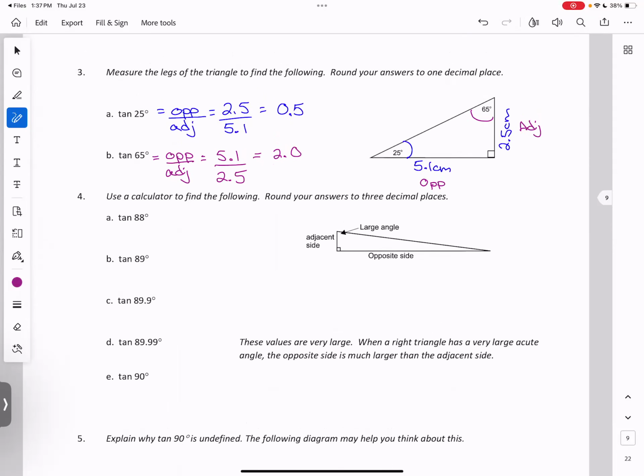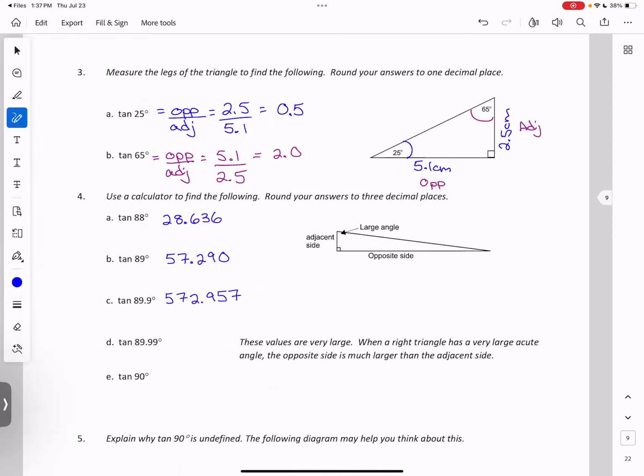All right, let's do some more, kind of working our way up to angles close to 90 degrees. So tan of 88 is 28.636, to 3 decimal places. Tan of 89 is 57.290, rounded to 3 decimal places. Tan of 89.9 is 572.957. So hopefully you're noticing these are getting bigger and bigger.